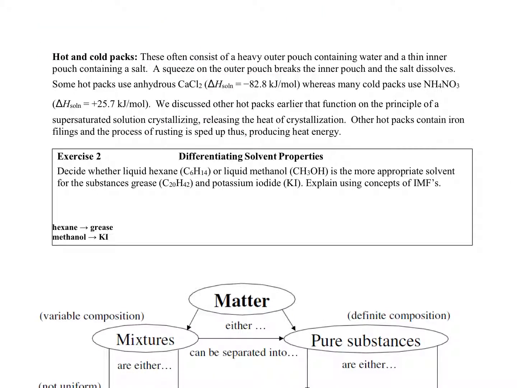So the last thing is just a hot and cold pack, and your OWL really covers this quite well. But you're going to use the same concepts of miscible and immiscible and the amount of energy released, all when you consider your hot packs. Okay? And you should be able to complete exercise 1 and exercise 2 now.